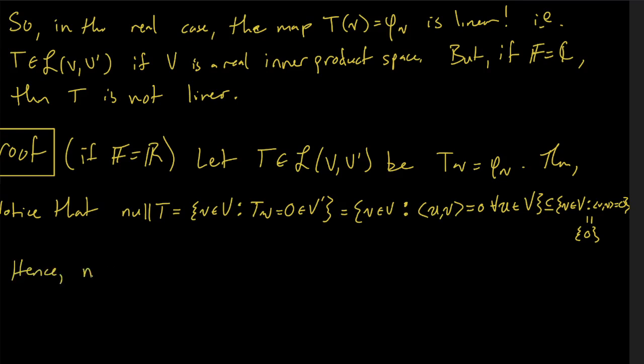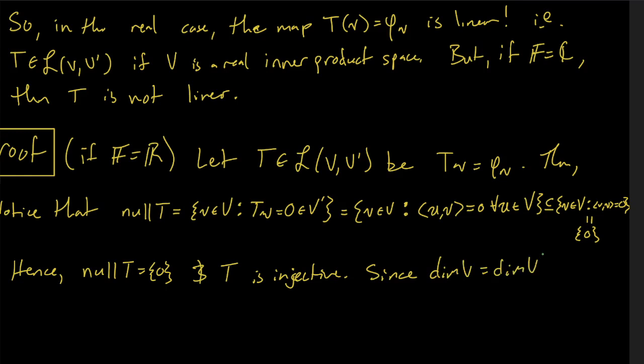Okay, so this is just, hence, the null space is trivial, and T is injective. Since dim V is equal to dim V prime, T is then also surjective and an isomorphism.